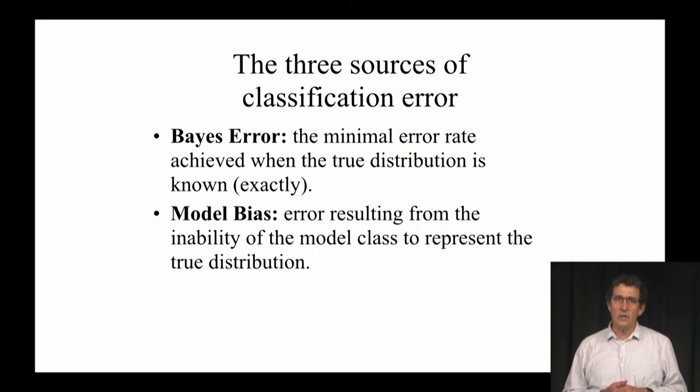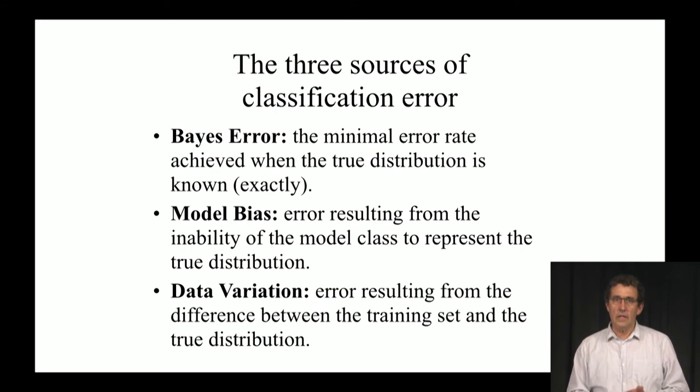The next error is the model bias. The Bayes rule has some complicated shape. We don't even know necessarily what it is. But in order to estimate it, we need to use a restricted set of models. And if we restrict the set too much, we get what is called model bias. The model cannot represent the true distribution, and therefore there is an additional error that we suffer.